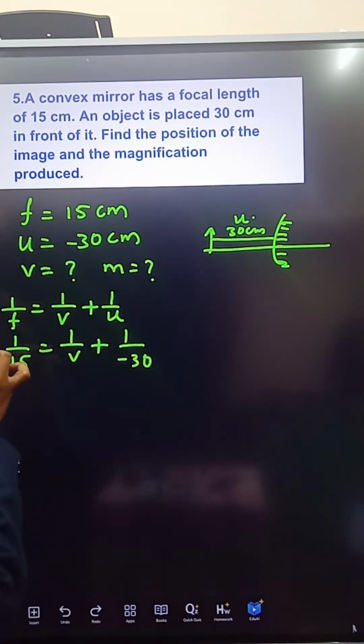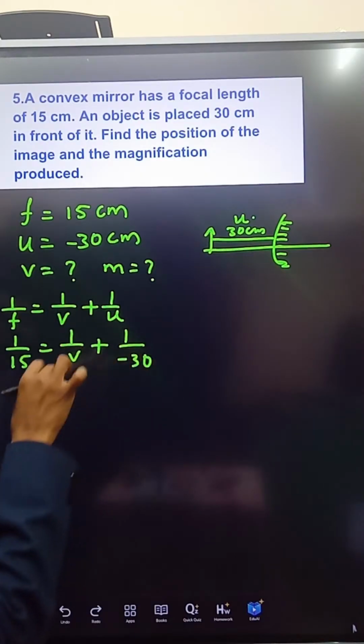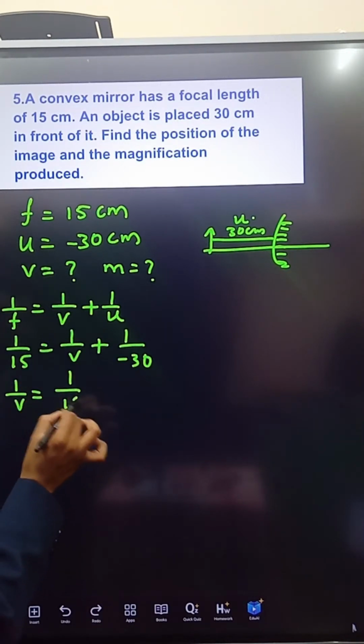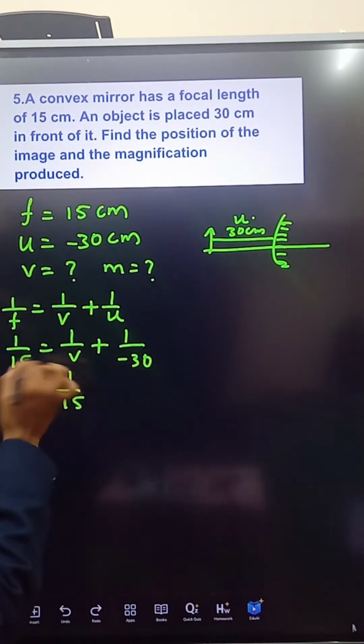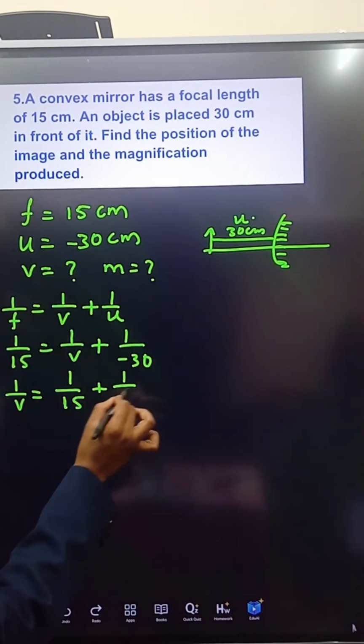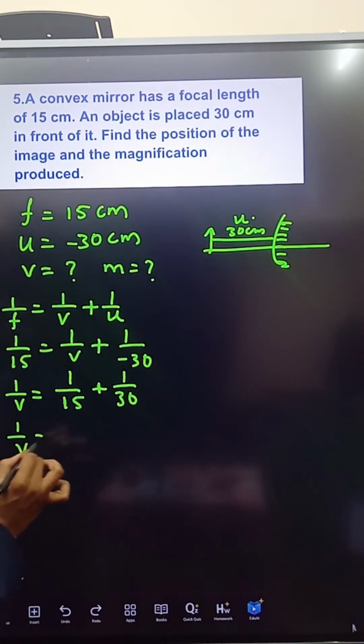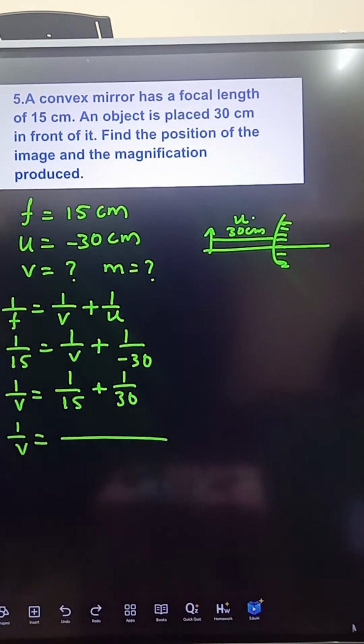So you shift this 1 by u to the other side. 1 by v will be equal to 1 by 15, and if it comes to the other side, this becomes positive, so plus 1 by 30, right? So 1 by v is equal to, go for LCM and find out. You have to tell me the answer. If you solve, it becomes easy for you.